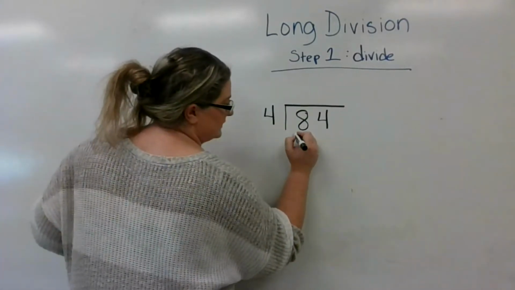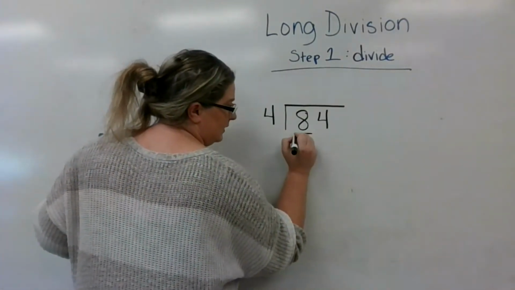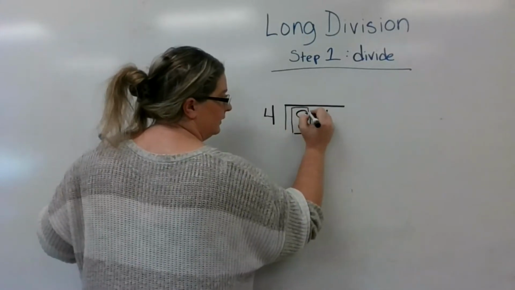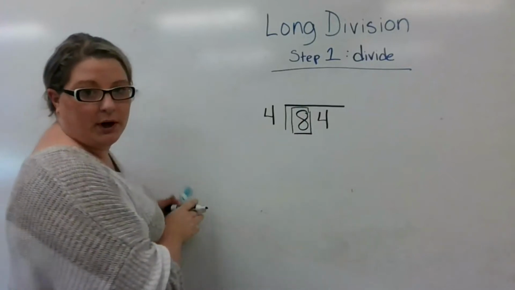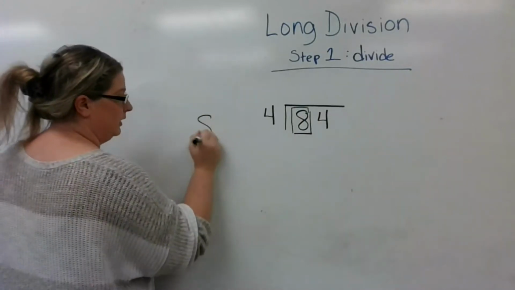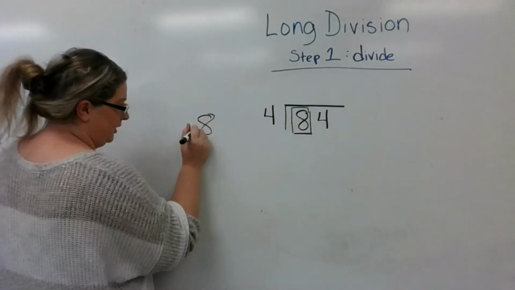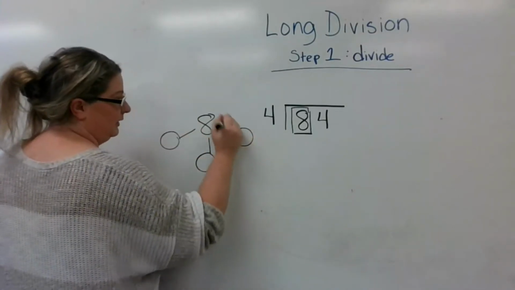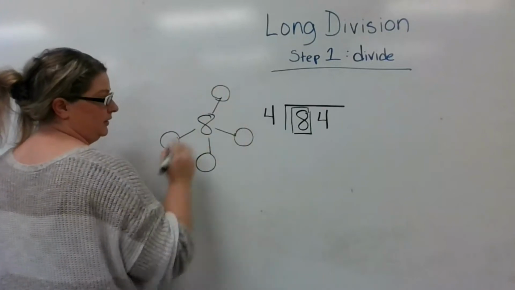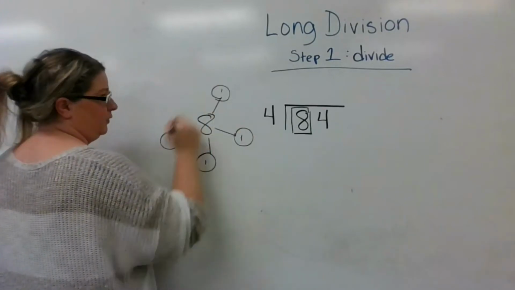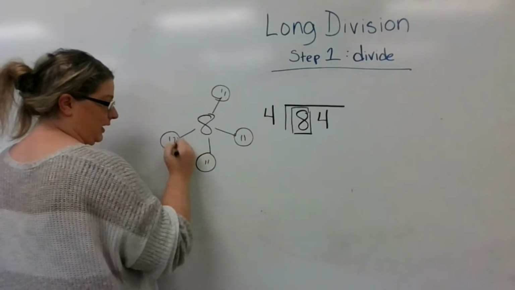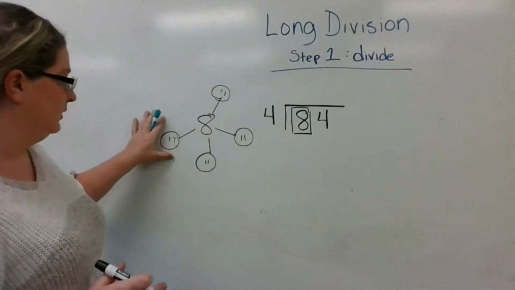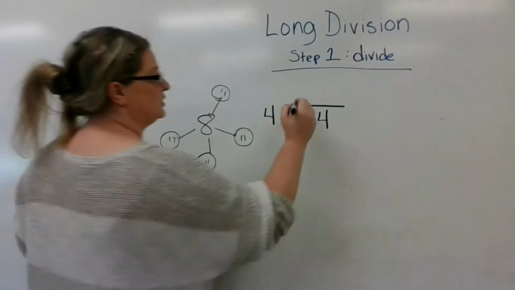So I have to look at this in steps. This 8 right here. How many groups of 4 can I make out of 8? So remember, 8, and we have to make how many groups? 1, 2, 3, 4. Then we count them out. 1, 2, 3, 4, 5, 6, 7, 8. We were able to divide 8 up equally into 4 groups of 2.